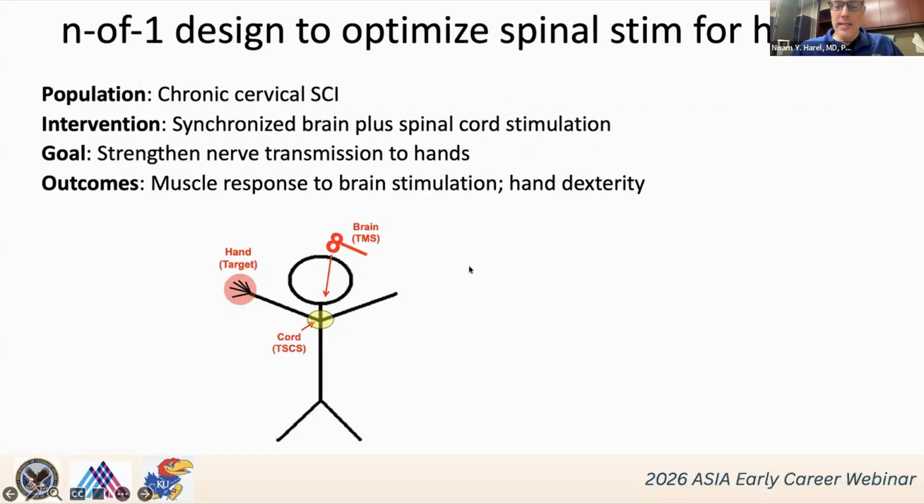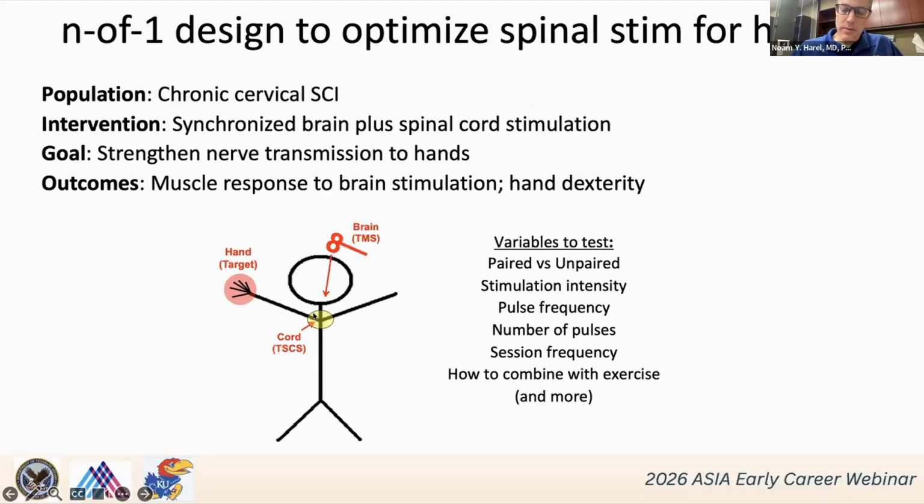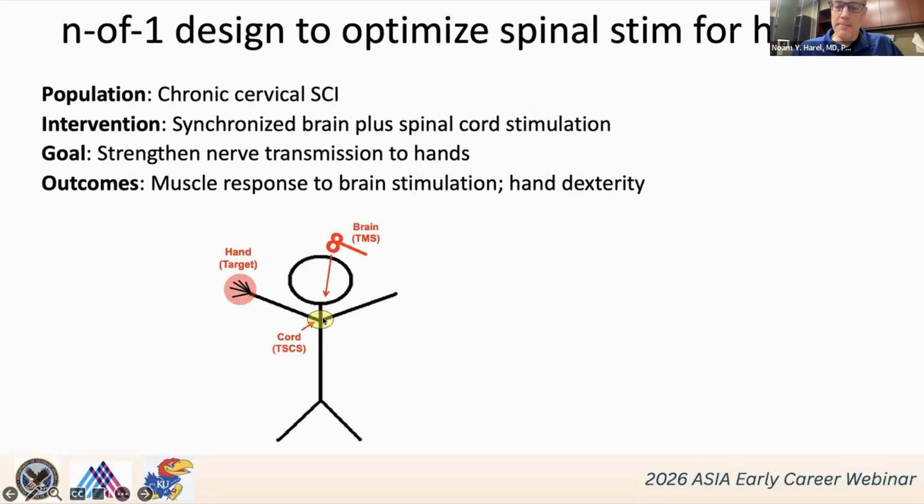Okay, so this is just an example of one of the studies where we're taking this approach. We have an ongoing study of paired stimulation aimed at the cervical spinal cord to try to strengthen synapses in the cervical spinal cord that are going out to hand muscles. So the population is people with chronic cervical spinal cord injury. Again, the intervention is paired or synchronized brain and spinal cord stimulation.